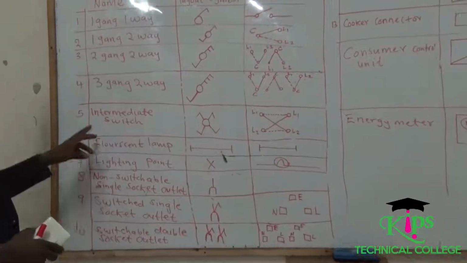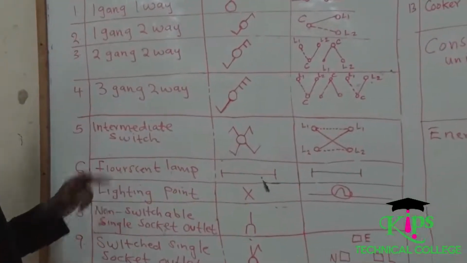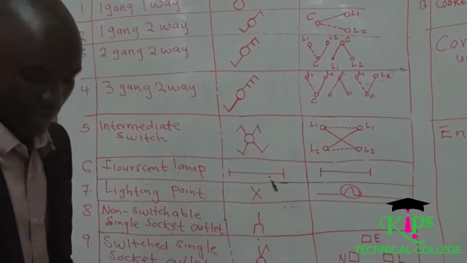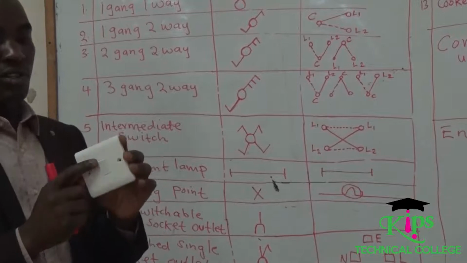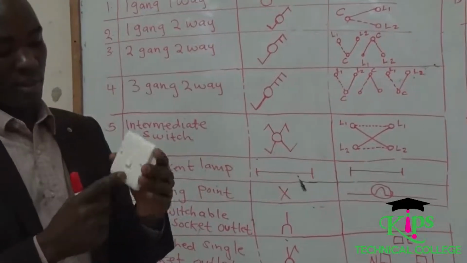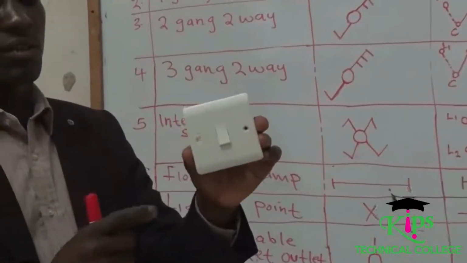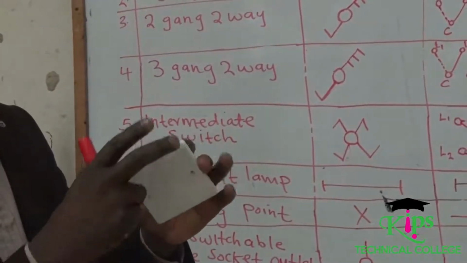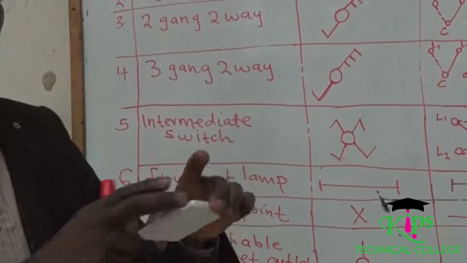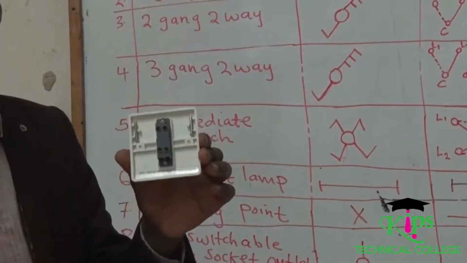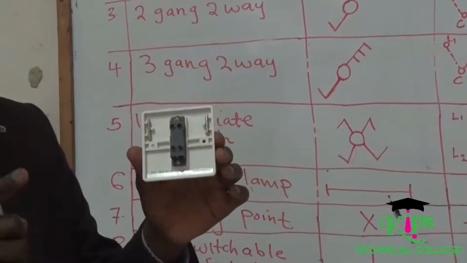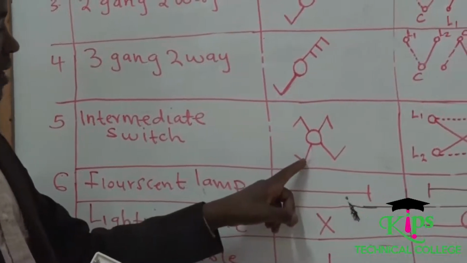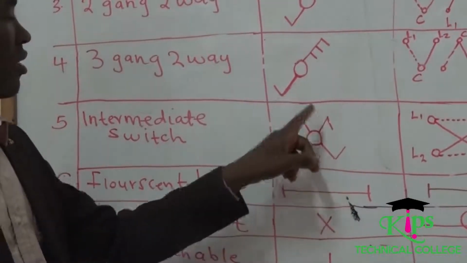We move to number 5. We have an intermediate switch. An intermediate switch, of course, is one gang. We have a one-gang intermediate switch. One gang because it has one button. Inside an intermediate switch, we have four functional holes. And you can also see how it is drawn. This is the first hole, second hole, third hole, fourth hole.